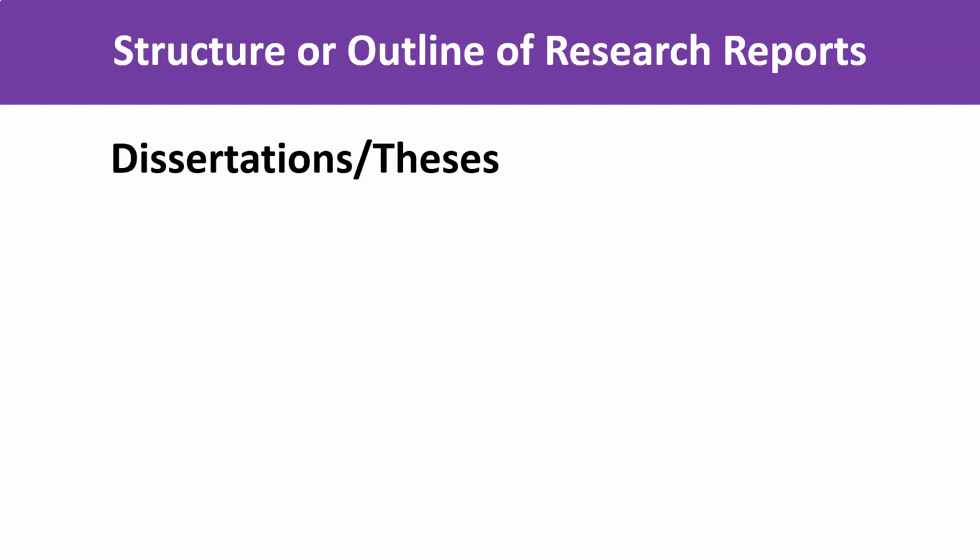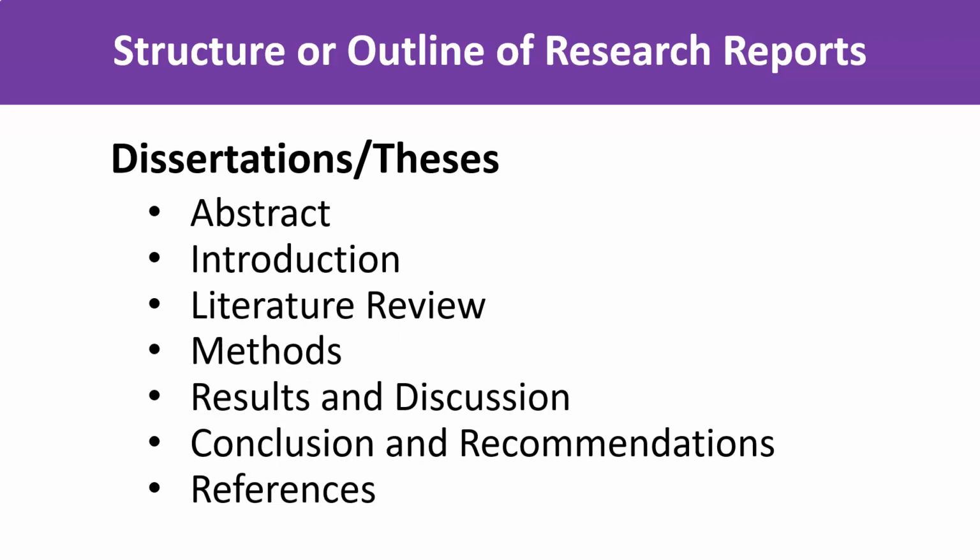How about dissertation or thesis? That's the one you submit in partial fulfillment for award of degree. Now, it usually consists of the following. There is the abstract, that's after the title. You have the abstract, the introduction, literature review, the methods, then results and discussion, conclusion and recommendations, and references.